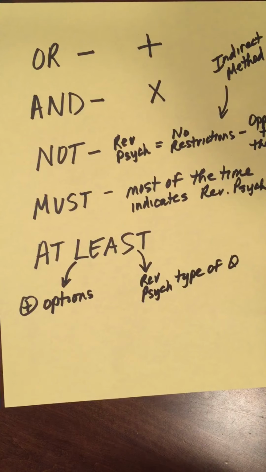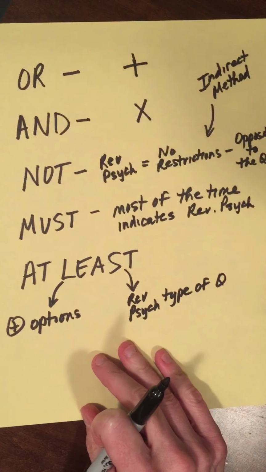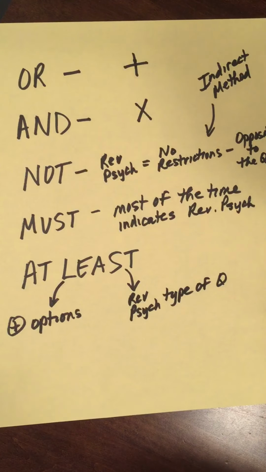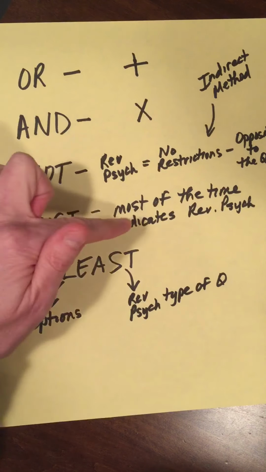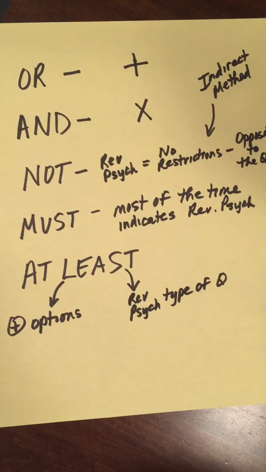So what I'm hoping that this sheet helps you with is that it helps guide your brain. If you see the word must, most likely it's going to be a reverse psych. If you see the word not, 99% of the time it's a reverse psych. If you see the words at least, it's either an at least question where you're adding all the options, or a reverse psych.